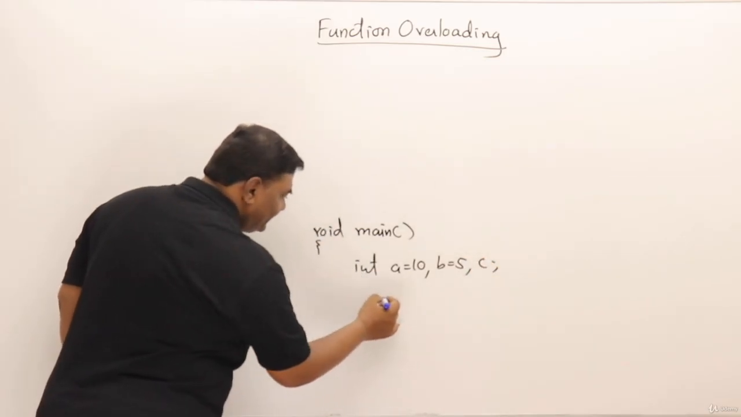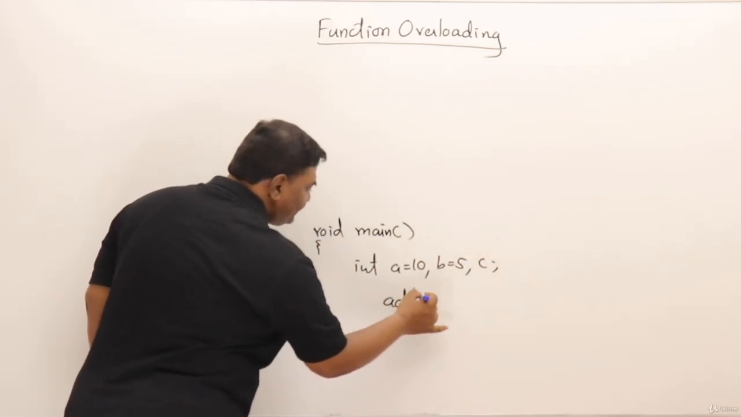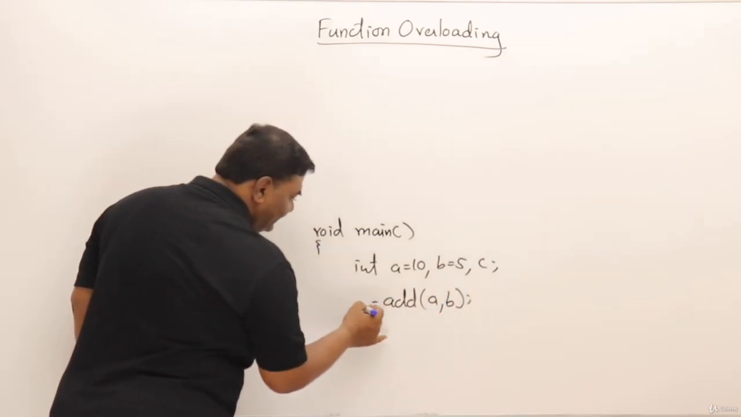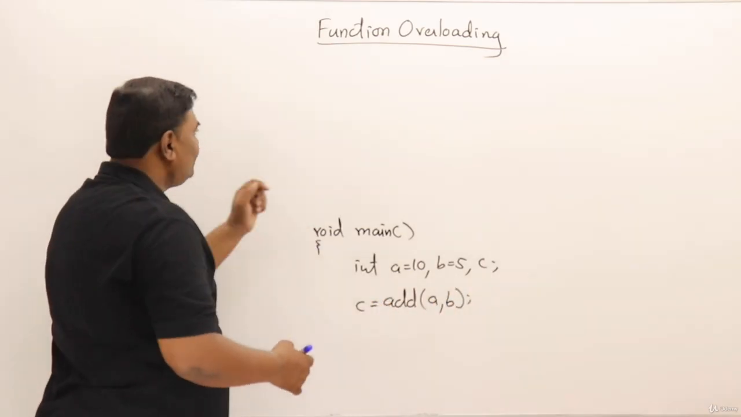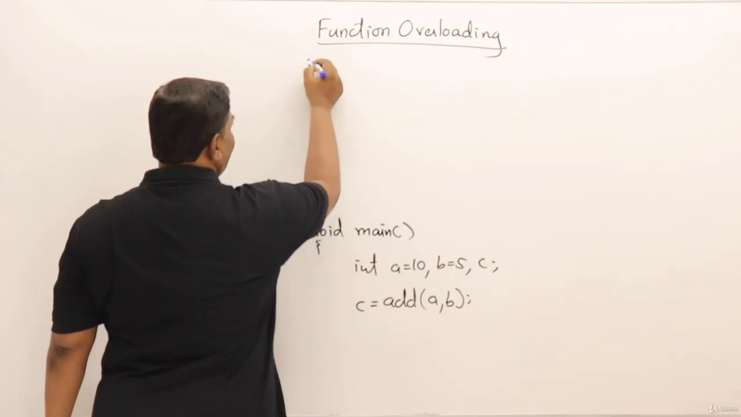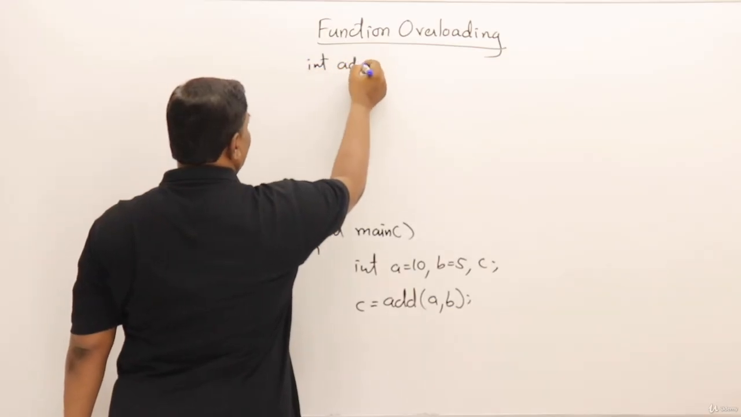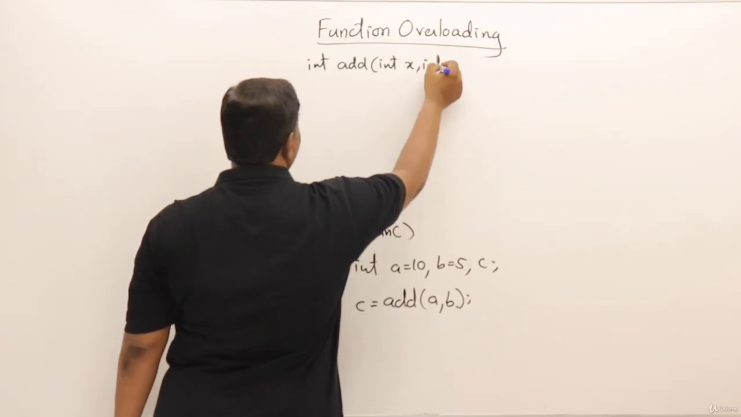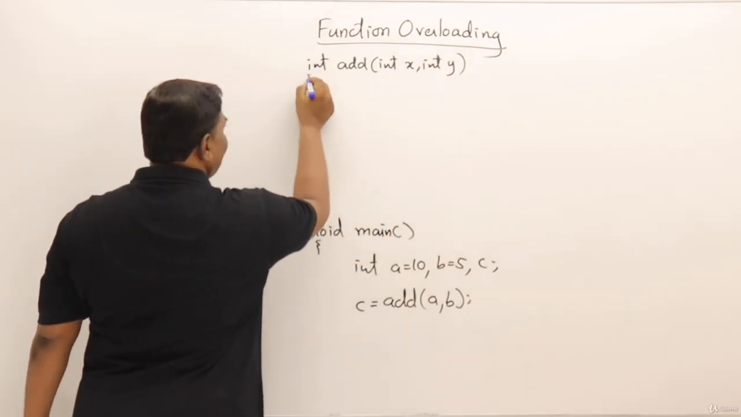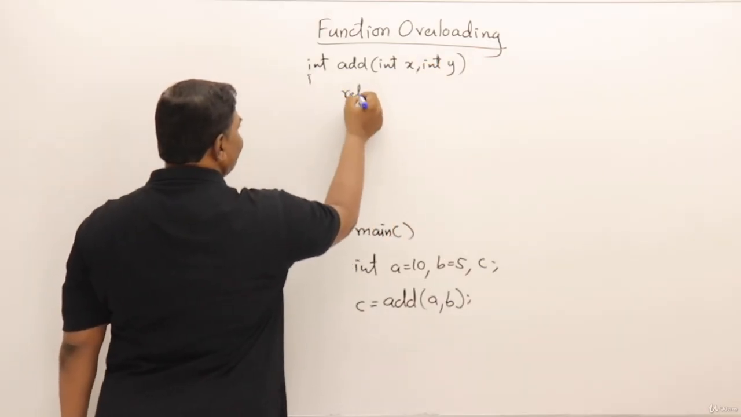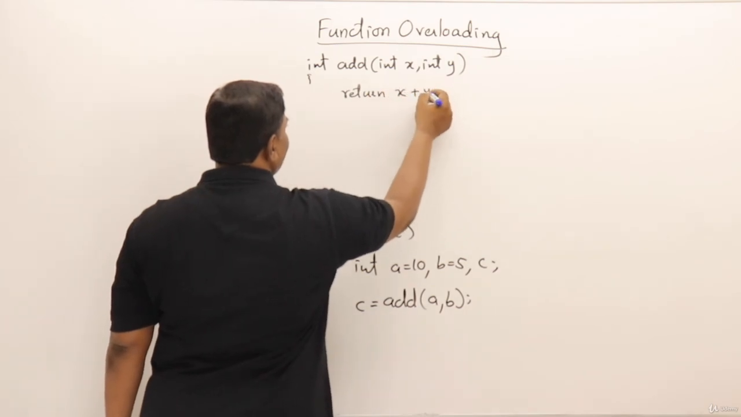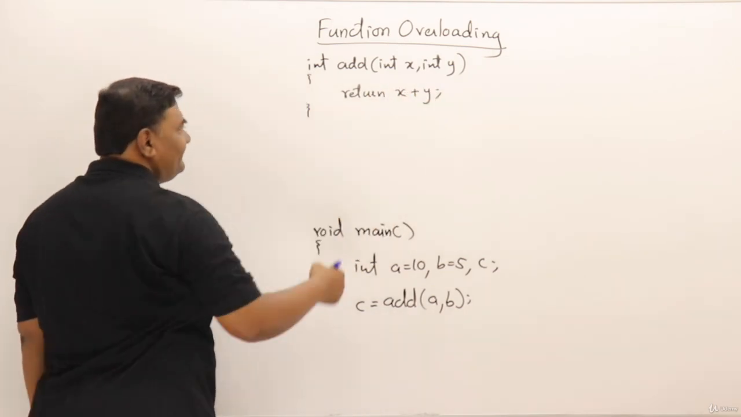Now I want to have one function called add, which will add two numbers A and B and return the result that I will take in C. So I will write this function: integer add, which takes two integers x and integer y. Here I don't have to declare any variable, simply I will write return x plus y. That's it, a simple function.